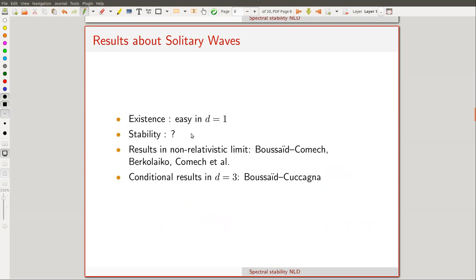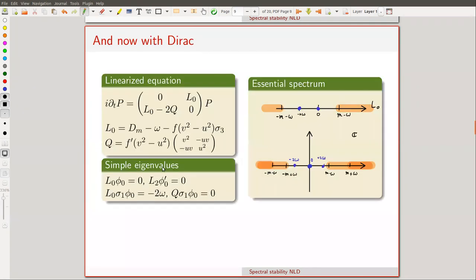So as I said, existence was not an issue in one dimension. About stability, for the sake of time, I would summarize by: almost nothing is known. So it was a wide open question. That's why we turned our attention to the weakest possible notion, which would be spectral stability. And here are a few things you can do.